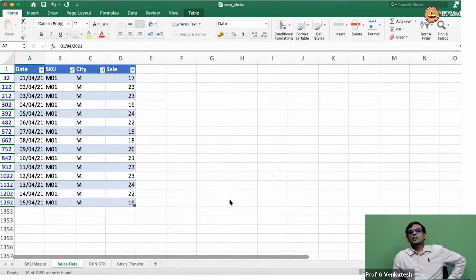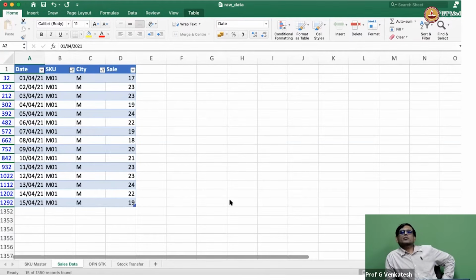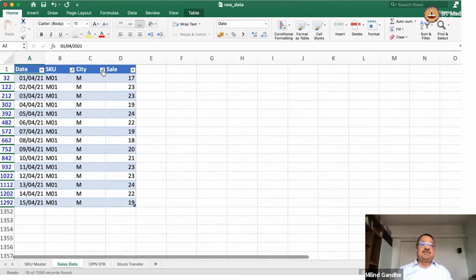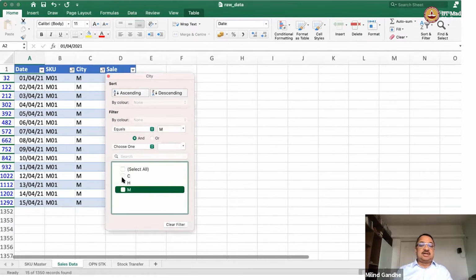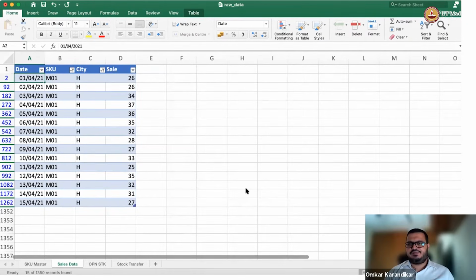So that number 17, Omkar, represents the number. Is it the number of units? Number of units. Okay. So 17 mobiles were sold from the city of Madras for SKU M01 on 1st of April. Oh, okay. That's how I understood this. All right. And then if I change from Madras to, let us say, Hyderabad, then 26 units were sold from Hyderabad. That's right.